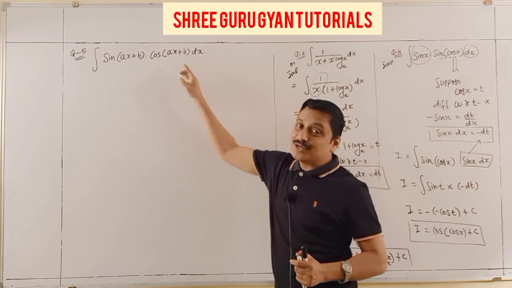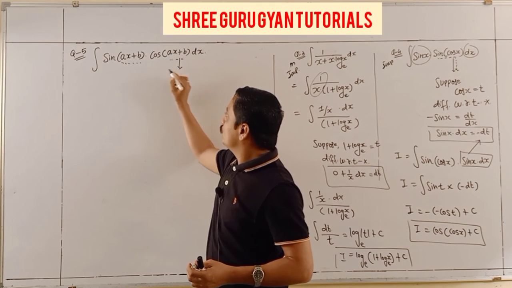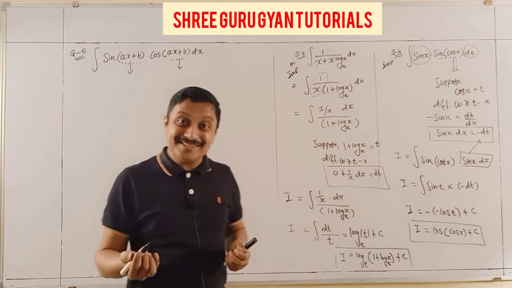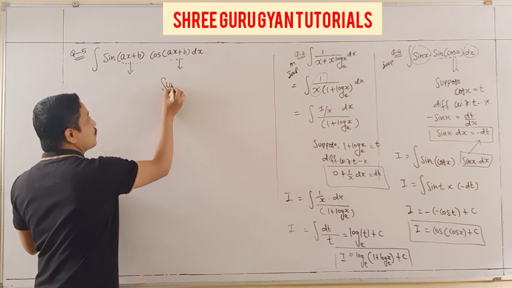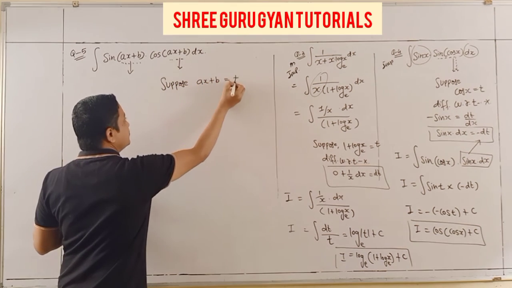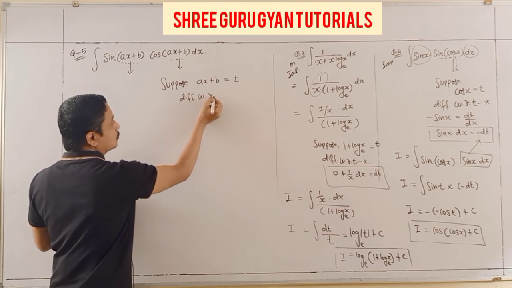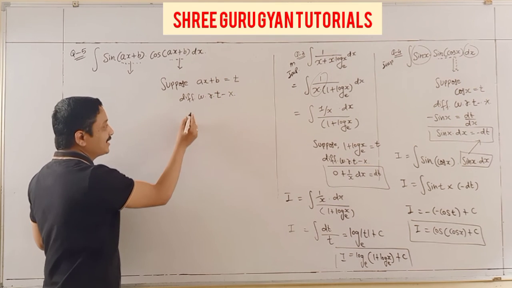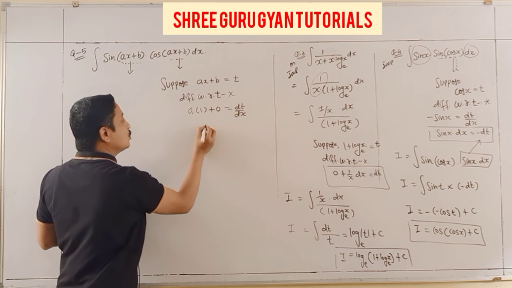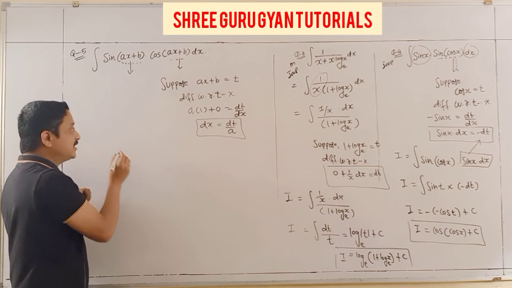Sin of ax plus b, cos of ax plus b. Here check, both of our composite functions are the same. So I suppose ax plus b is equal to t. Differentiation with respect to x gives a plus 0, that is dt by dx. So what is dx? dt by a. That value you can just apply here.